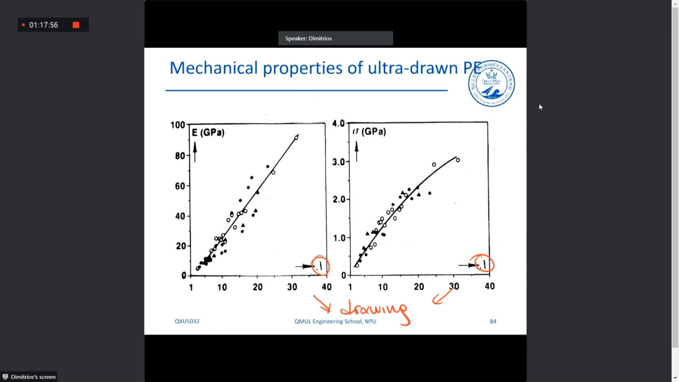A modulus of ultra-drawn polyethylene can reach 100 gigapascals. That is massive, okay? That is very, very high. And also the strength around 3 gigapascals is also very significant. These are some commercially available fibers that are called Dyneema, okay? You can see how much more strength over modulus they have compared to different types of fibers, such as carbon fibers, aramid fibers, glass fibers, and so on.